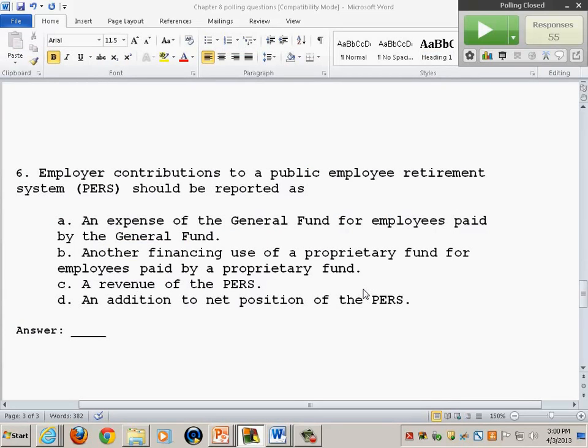An expense of the general fund. Expense or some other term? Another financing use of a proprietary fund. Financing use, proprietary fund. Revenue of the PRS. Do we have revenues or additions? Okay. And that's why an addition to the net position of the PRS. So those are our questions.